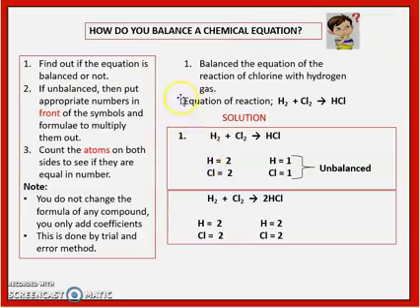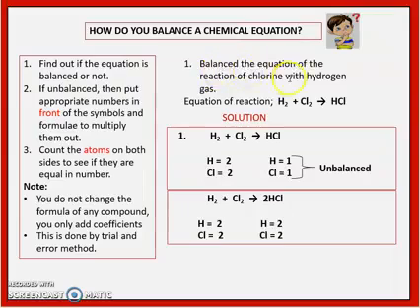Okay, the next thing we are going to talk about is how do you balance a chemical equation. First of all, the first thing you have to know how to do if you must balance a chemical equation is to find out if the equation is balanced or not. Then the second thing is, if it is unbalanced, then you add appropriate numbers in front of the symbols and formulae to multiply them out.